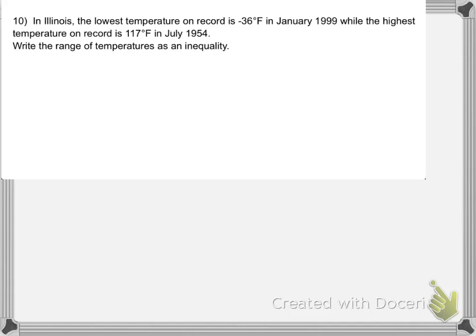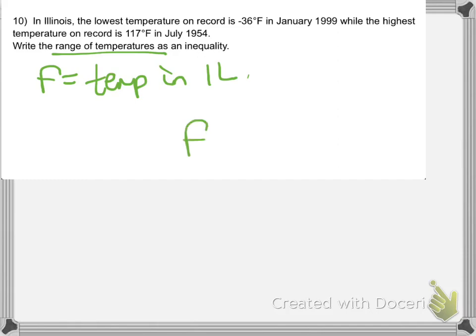So again, we need to define our variable as F is going to be the temperature in Illinois. So if F is my temperature, the lowest temperature is negative 36, the highest temperature is 117. Therefore, any given day, the temperature is going to be somewhere between negative 36 and positive 117 degrees Fahrenheit.